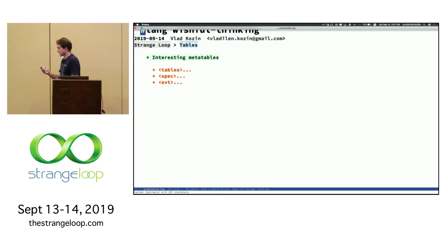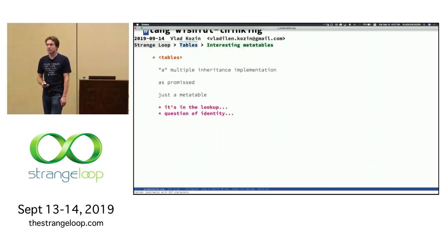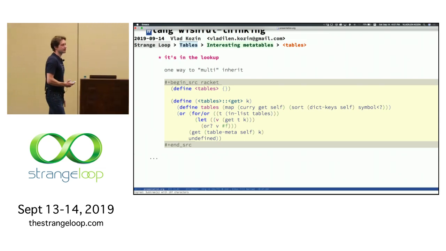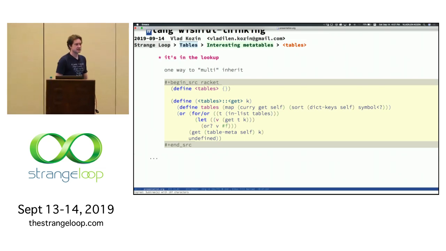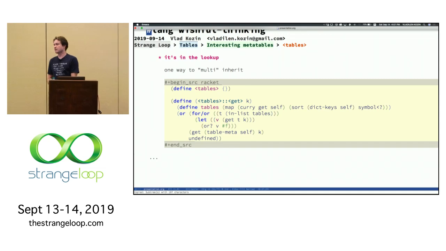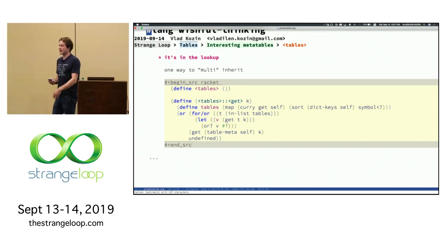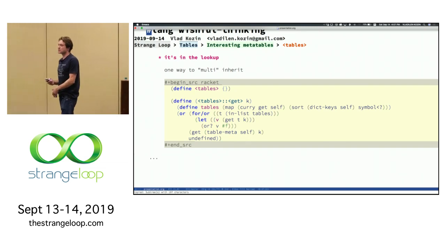All right, some interesting examples of metatables. I promised you multiple inheritance. Here's one. It's a possible implementation of multiple inheritance. That's all it takes, just one meta method. It's not the only one, but it's open in that you can add metatables, you can remove metatables.